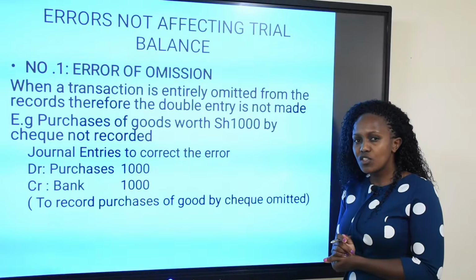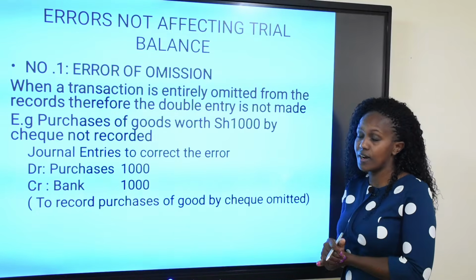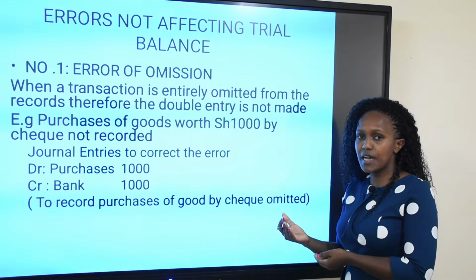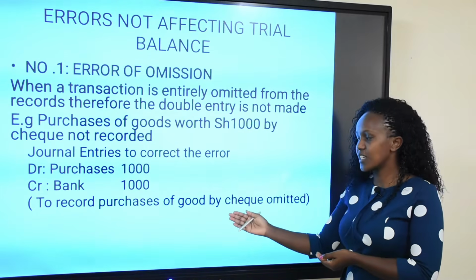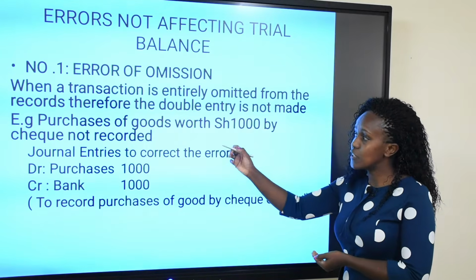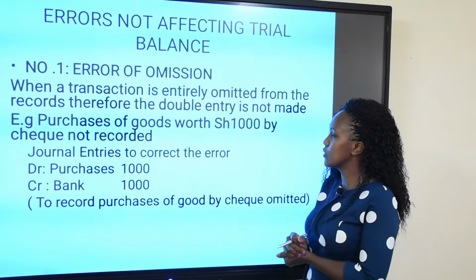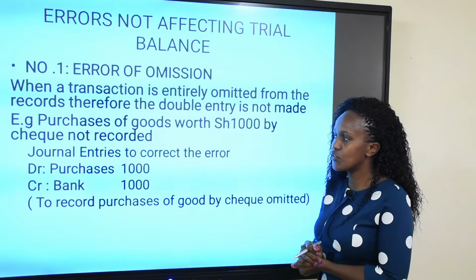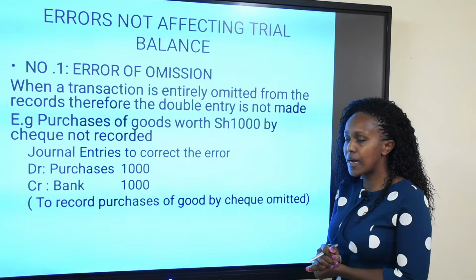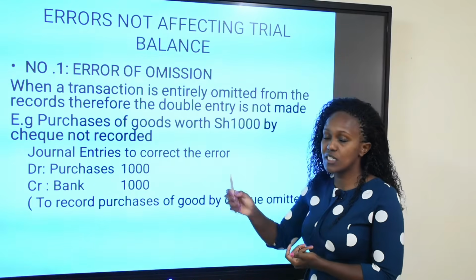So because our intention is to correct the error, then we have to think, how do we correct this error? Now, because it was not recorded, the work will be very easy here. We just have to record that transaction because it was not recorded. So reading through this statement where it says, purchases of goods worth shillings 1,000 by check were not recorded. The necessary journal entries to correct that error is, number one, we have to debit purchases because you are being told clearly that there was purchases of goods.